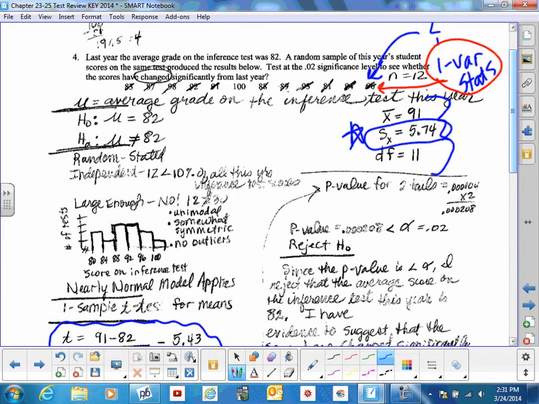That's when you put it into a list and you compute stat over to calc, one variable stats, in your calculator. When you put this in, it will give you all of the information you need to know about your list, including this standard deviation. Okay, so that's one thing I've gotten.